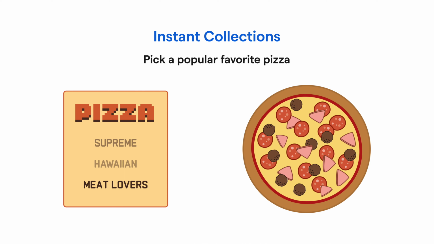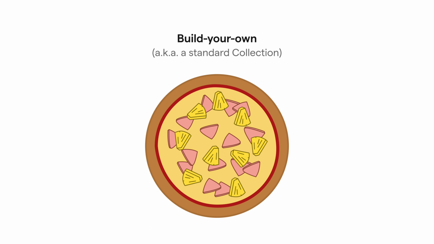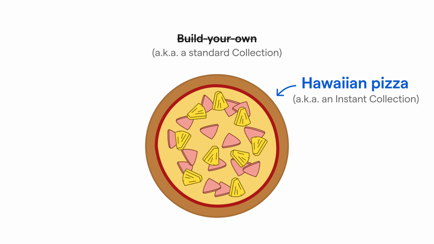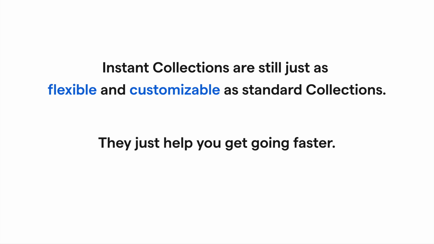You could order these pizzas as is, or you could customize them further by adding or removing toppings to your liking. You could still choose to build your own pizza, aka a standard collection, and end up adding all the toppings that make a Hawaiian pizza, aka an instant collection. But choosing a preset option from the get-go saves you time and effort. Instant collections are still just as flexible and customizable as standard collections. They just help you get going faster.